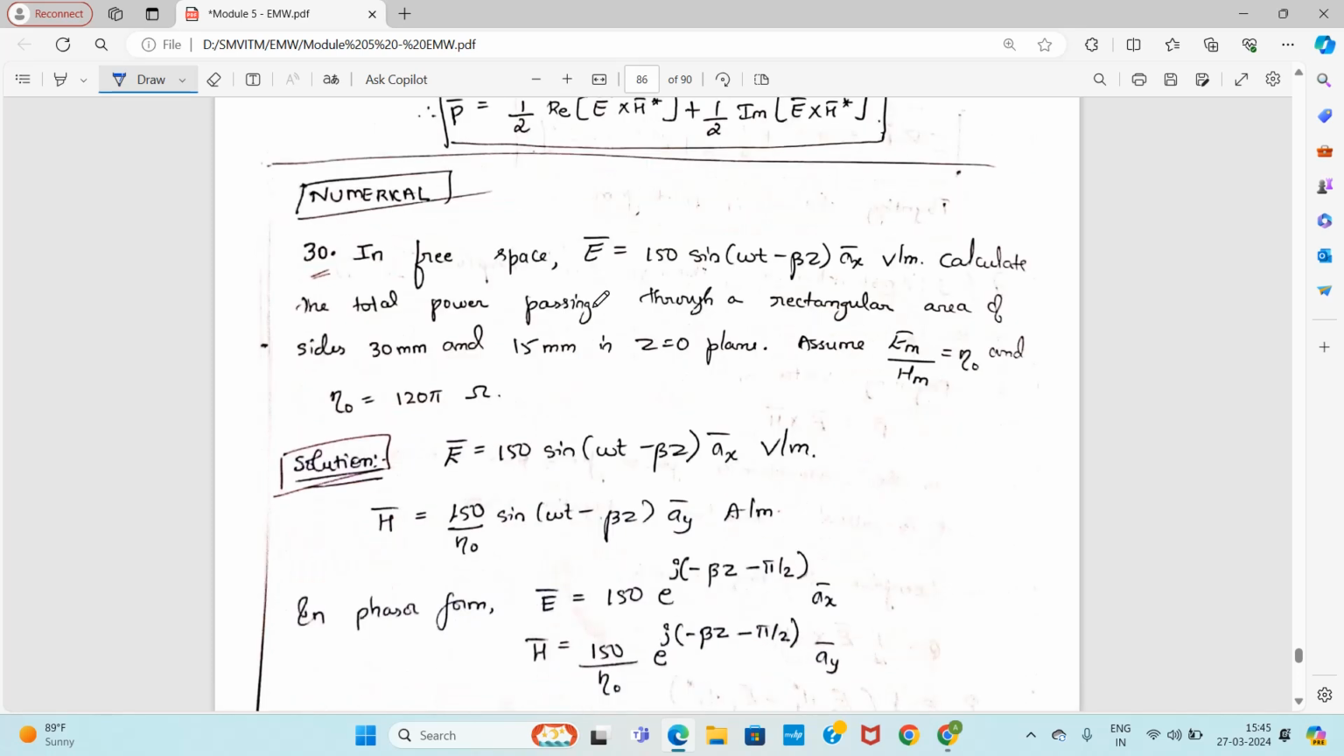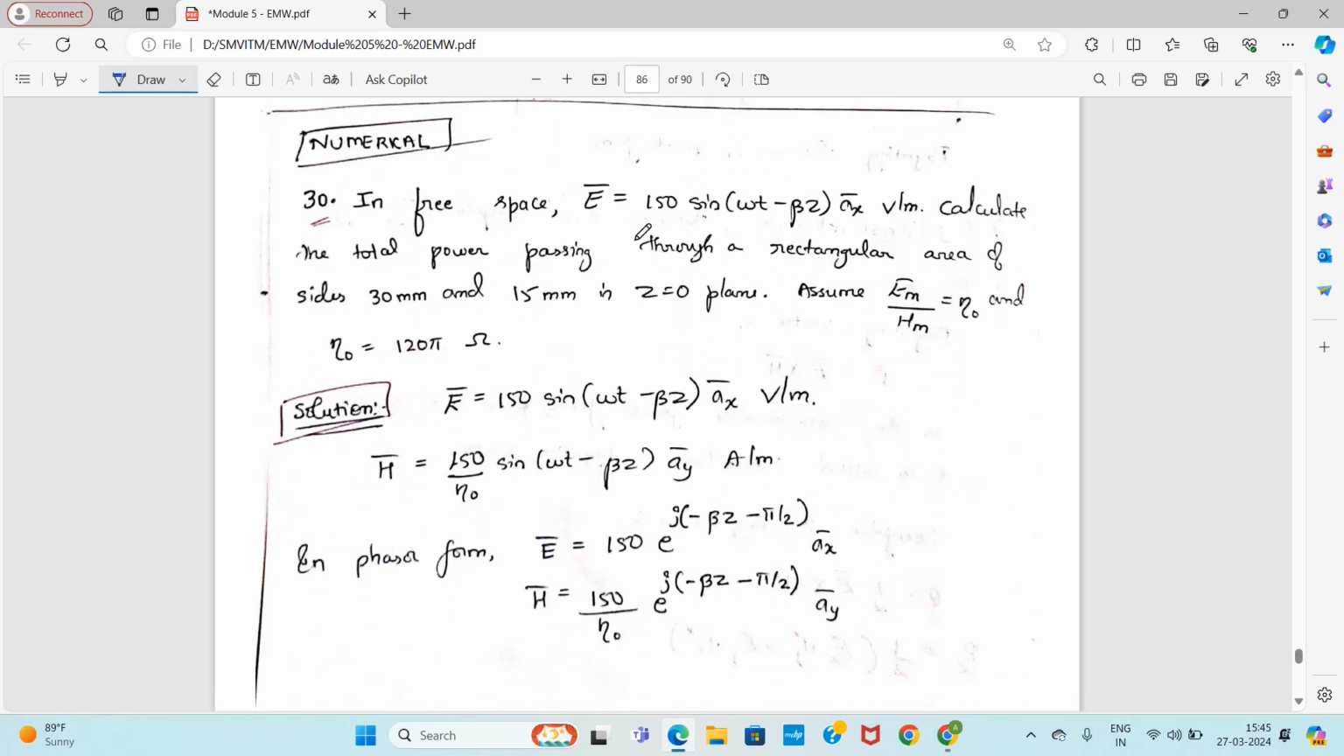Coming to the problems, the first one: in free space, E is given. They ask you to calculate the total power that is passing through a rectangular area of sides 30 millimeter and 15 millimeter in the z equal to 0 plane. Assume that Em by Hm is eta naught and eta naught is 125. Free space is given. E value is given. Okay, what you're supposed to find is power. Power is power density into area. Area is a rectangle, so it is 30 mm into 15 mm. That will give you the area. So first you have to calculate the power density. If you know the power density, you can multiply with the area and find out the power.